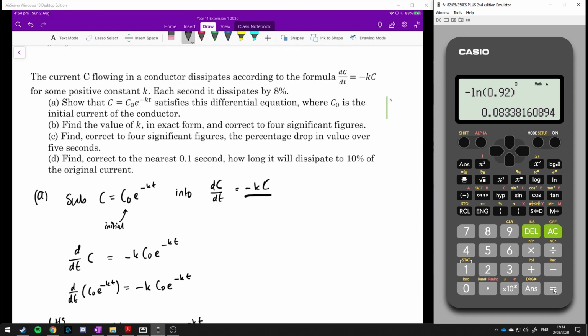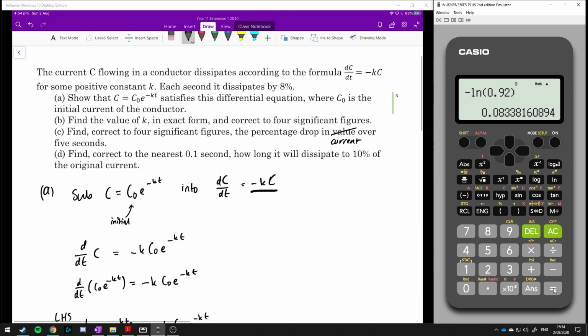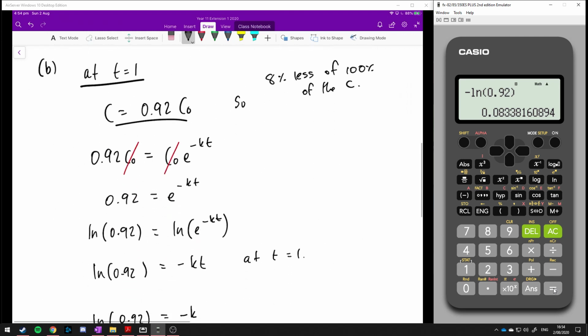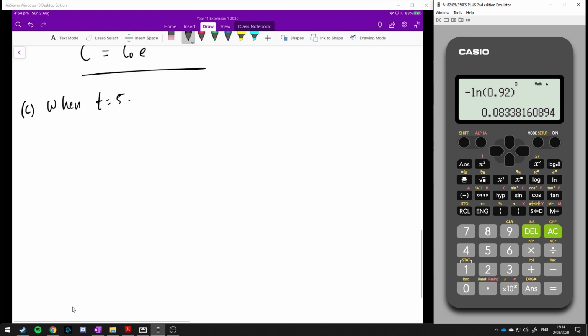Part C says find, correct to 4 significant figures, the percentage drop in value of the current over 5 seconds. So for this part, we're going to say that part C is when t is equal to 5. So when t is equal to 5, we can substitute that into our current. So C is equal to C0 e to the minus 5k.